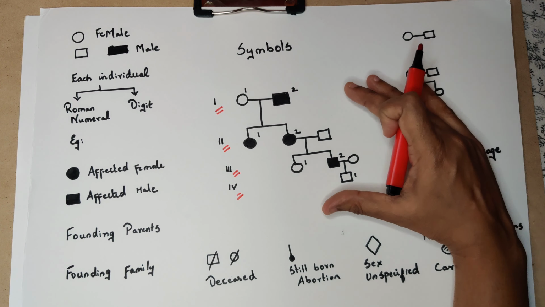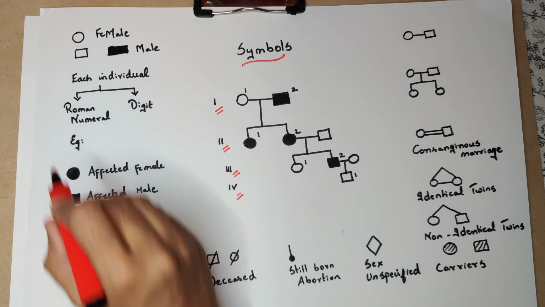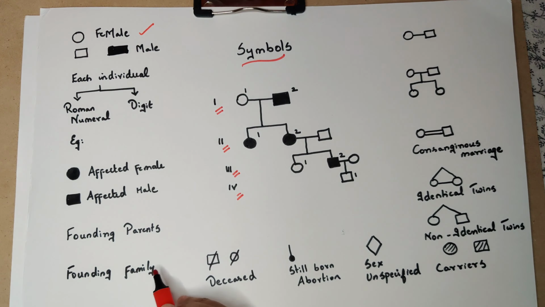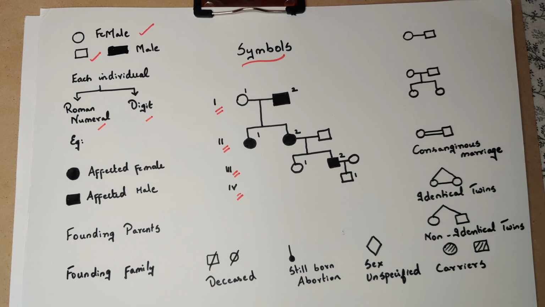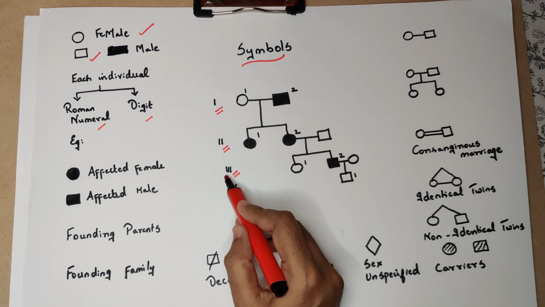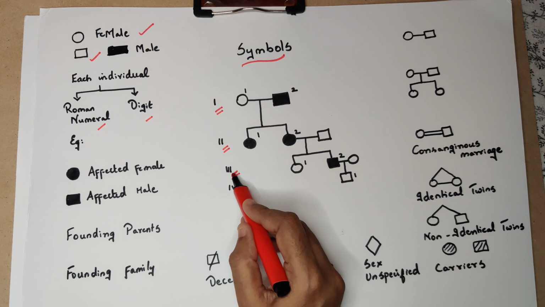Now let us go into the details of how we analyze and what are the basic symbols that we use in pedigree analysis. Look at the first one. All females are represented by a circle. This is how a female is represented, and a male is represented by a square. Each individual in a generation is represented by a Roman numeral, and then a digit is assigned to it. For example, if you see here, this is generation 1, this is generation 2, 3 and 4. Maximum we will try to stop with generation 3.